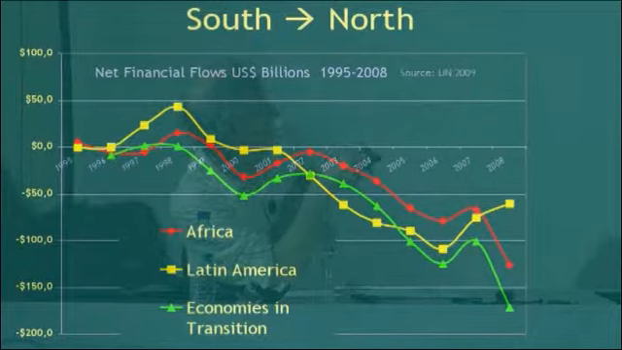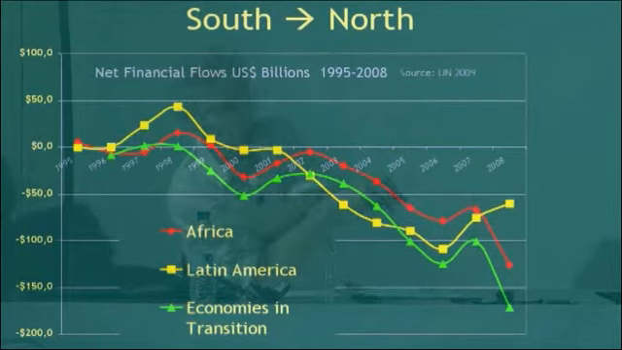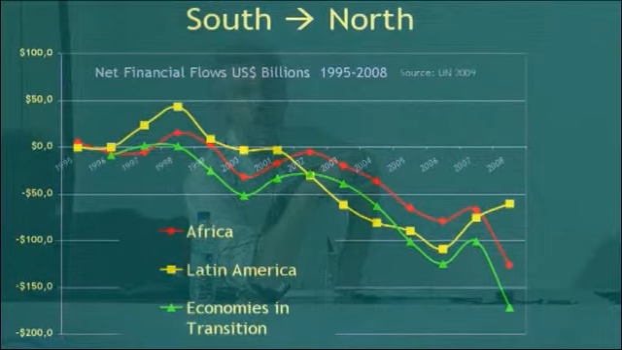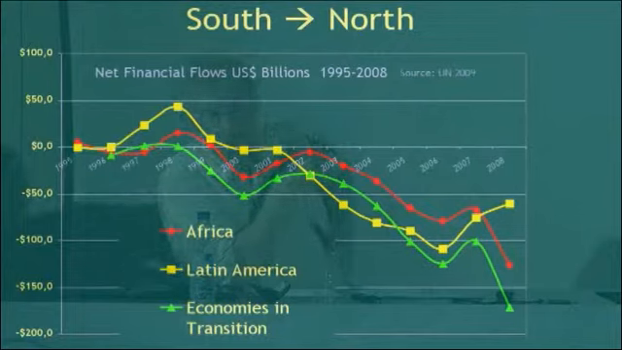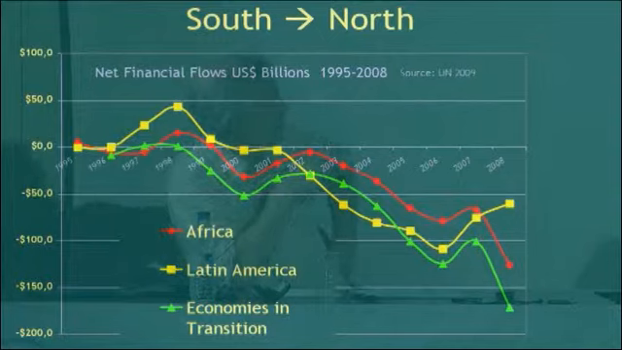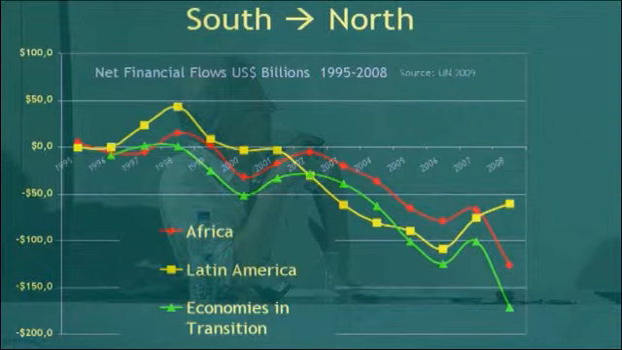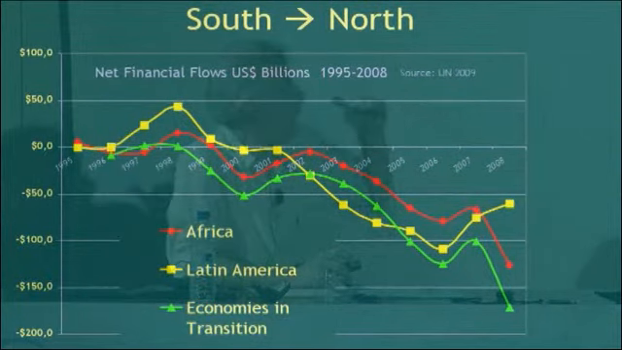It is Latin America that is aiding the rich. It is the so-called economies in transition that are per saldo, in net terms, aiding the rich. If China were to be put on this chart, the line would be even steeper and deeper. It would be about there. And this phenomenon began to accelerate about 10 years ago, and it doesn't seem to be stopping.